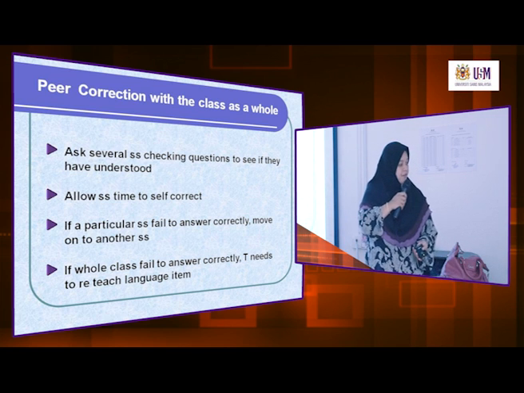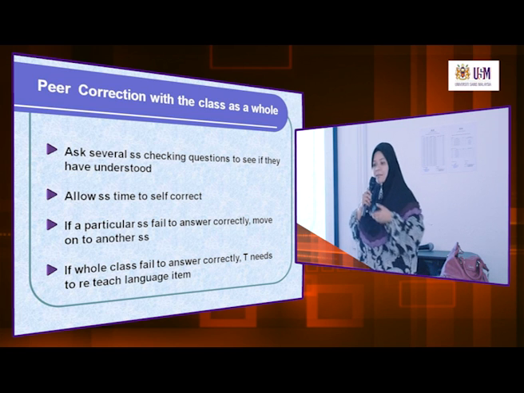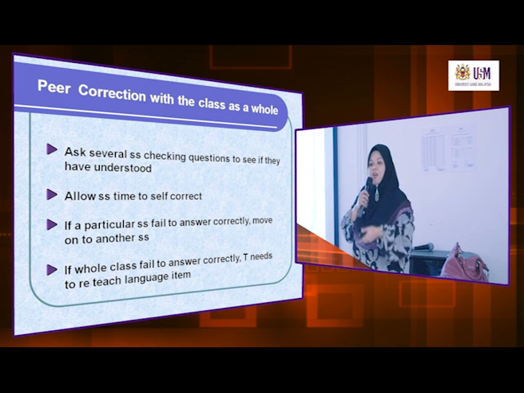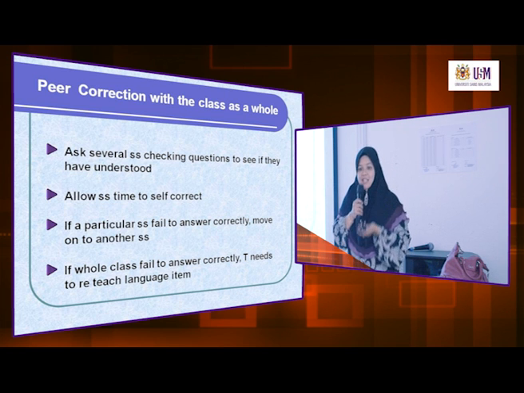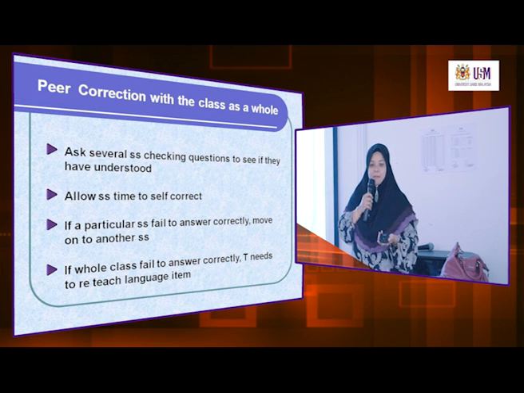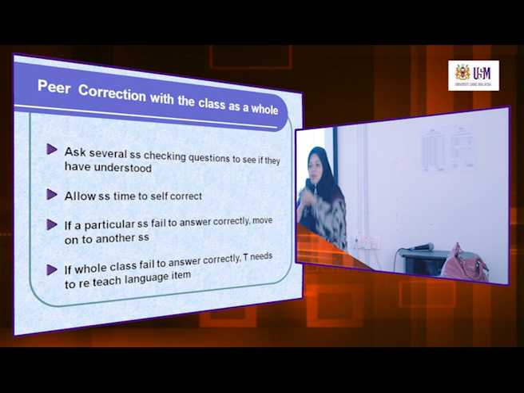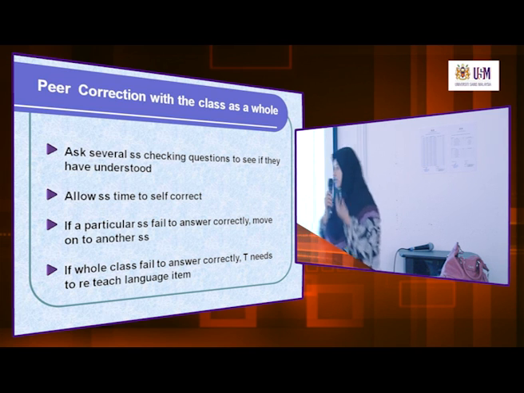If a particular student fails to answer correctly, move on to another student. So if, for example, I'm asking you and you cannot answer, go on to the next student. Don't wait until she comes up with an answer. If she doesn't know, she doesn't know. You don't waste your time. Don't punish the student. It's bad enough that she doesn't know. It's worse if you just wait for her to answer, which she can't do. Okay, so if she can't answer, go on to the next person, until you get an answer.